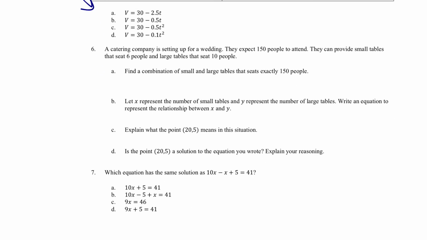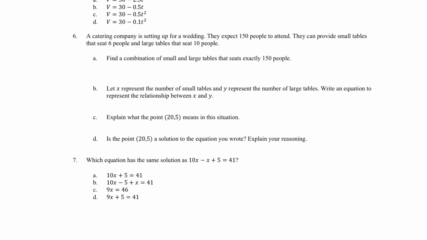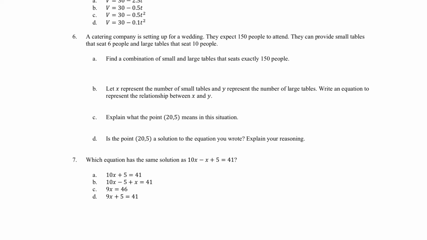All right. A catering company has set up for a wedding. They have 150 people. They can provide small tables that seat 6 people and large tables that seat 10 people. Find a combination of small and large tables that seats exactly 150 people.